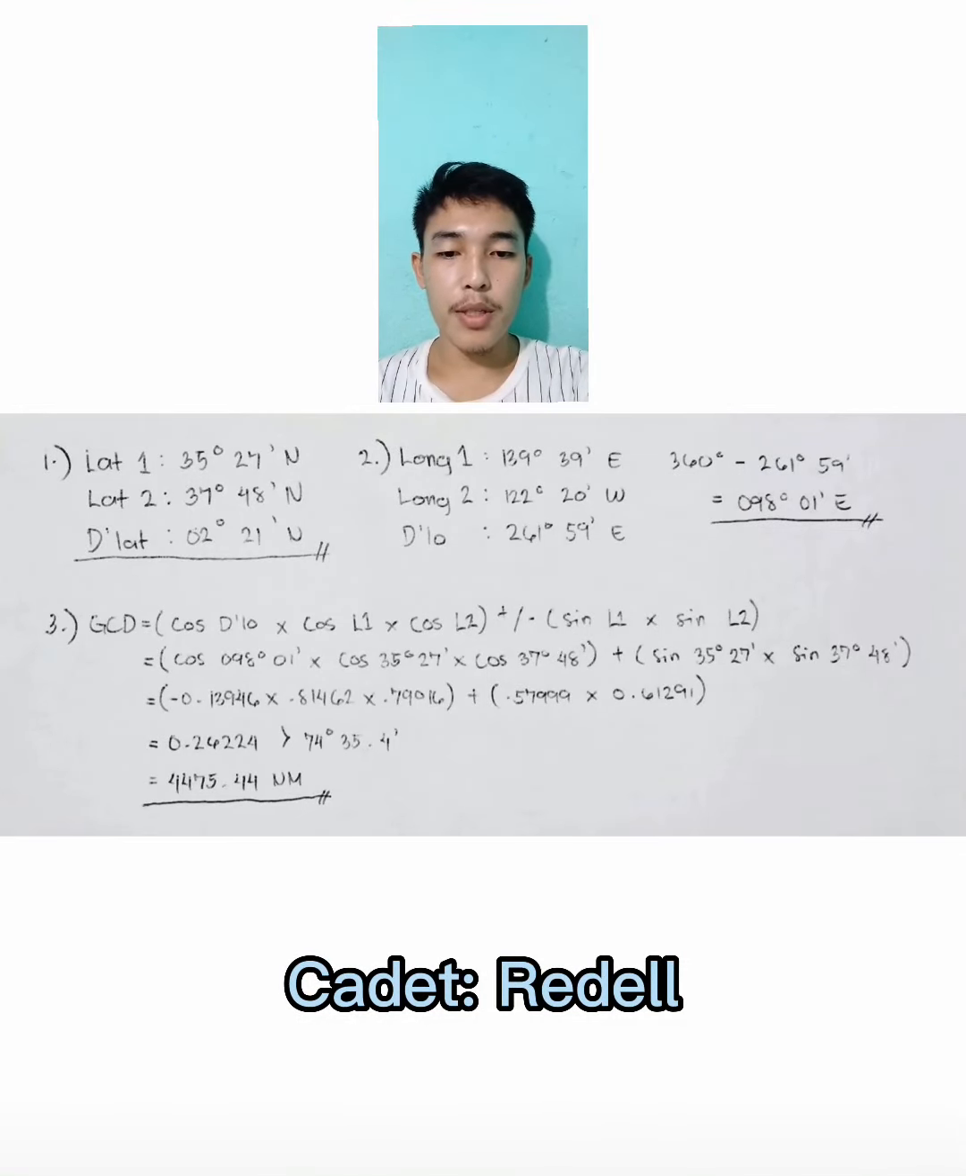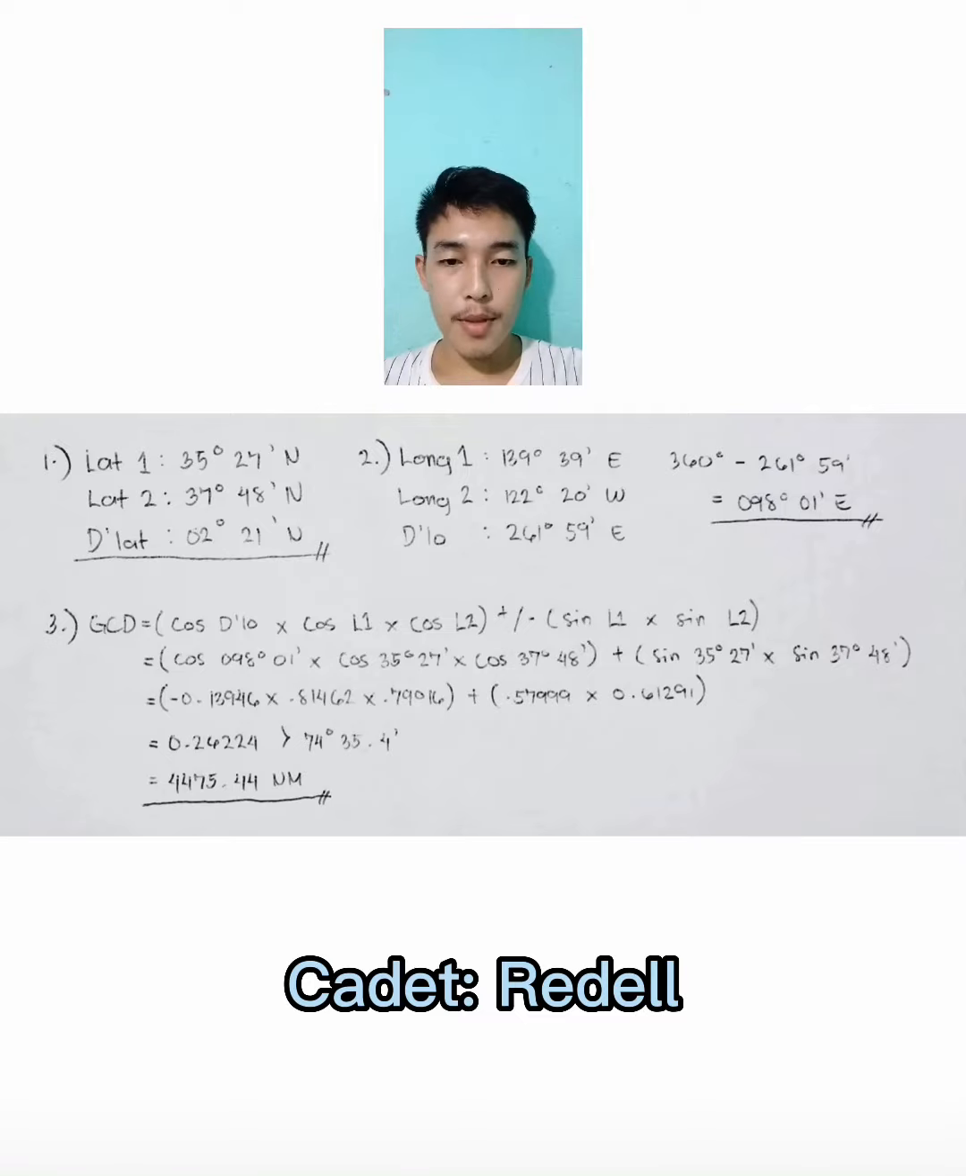So in this video we are going to discuss how we got our answer based on the given scenario. The scenario is a vessel from latitude 35 degrees and 27 minutes north, longitude 139 degrees and 39 minutes east, sail to latitude 37 degrees and 48 minutes north, longitude 122 degrees and 20 minutes west.